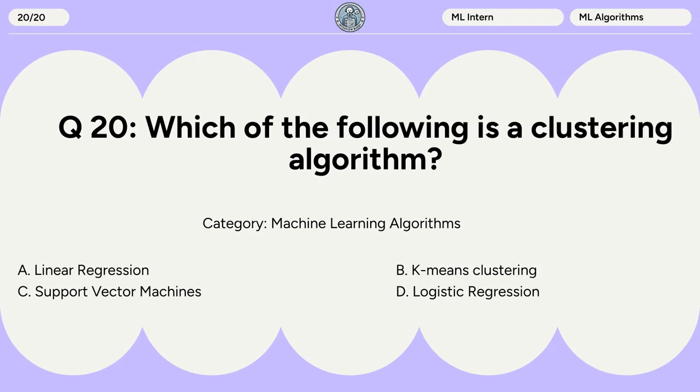Question 20. Which of the following is a clustering algorithm? A. Linear regression. B. K-means clustering. C. Support vector machines. D. Logistic regression.